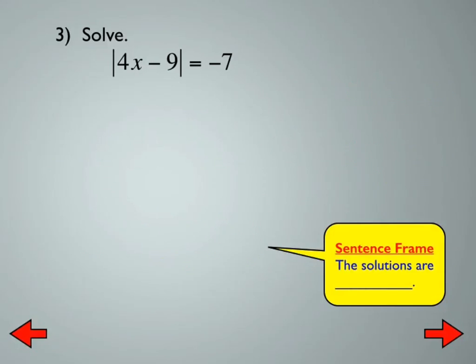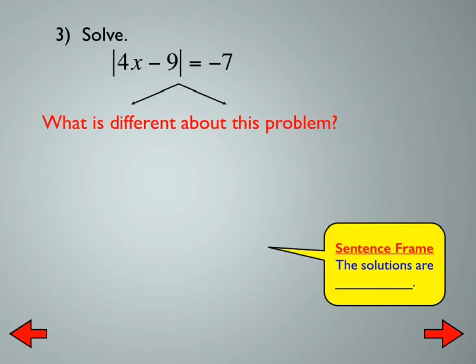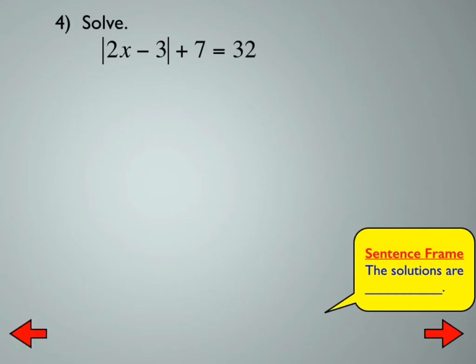So once again, some of you went into automatic pilot. You tried to split it up, but you should have noticed that you have the absolute value part by itself equal to a negative number. That can never be true. Therefore, no solution. Okay? All right, so let's keep going here.